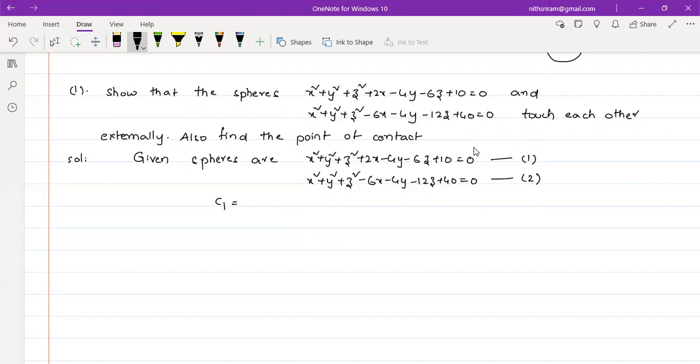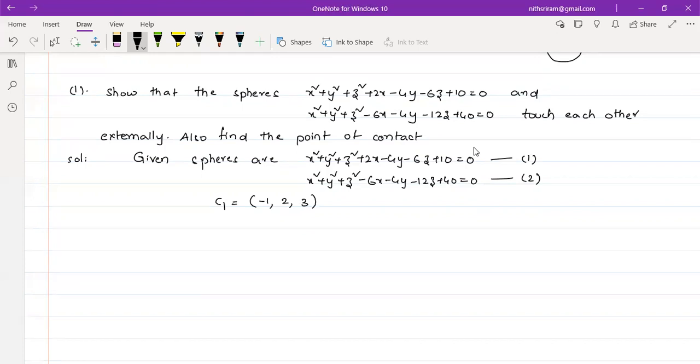Since we are having 2 as the x coefficient in equation 1, we have to write half of the coefficient, and also change the sign, so that we get minus 1. Coming to the y coefficient, we are having minus 4, so we write half of that, minus 2, and once again change the sign so that we get 2. And similarly for the z coefficient, we write half of the coefficient and change the sign, so that is nothing but 3.